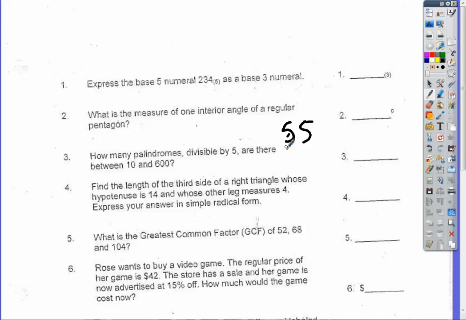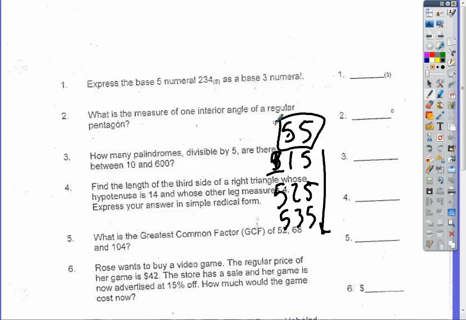So 100, no. Divisible by 5. So it has to end in 5, right? So that means it has to begin with a 5. So there's 1, here's 2, here's 3, and obviously there'll be 10 in the 500s. There'll be the 10 in the 500s plus this 55, so the answer is 11.